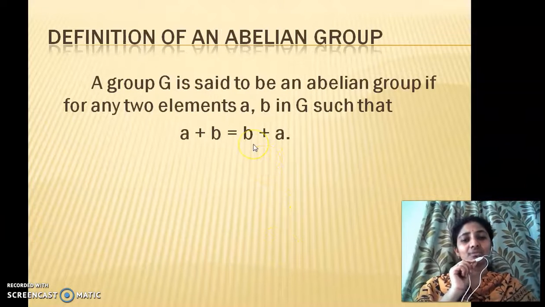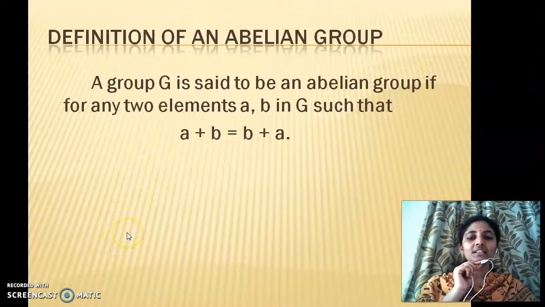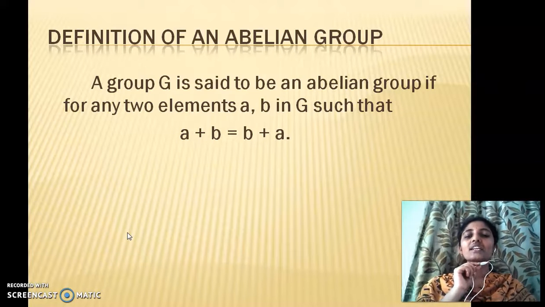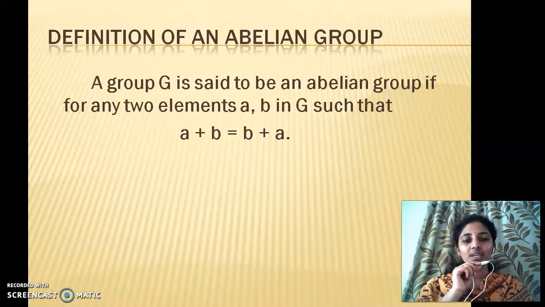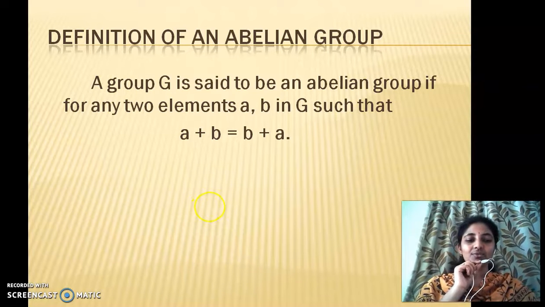Next, the definition of an abelian group. A group G is said to be an abelian group if for any two elements a, b in G, a plus b is equal to b plus a.